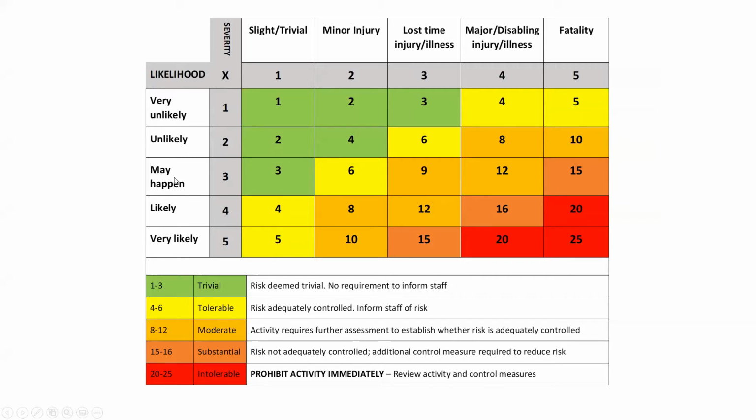Generally, I think where we've got the general public involved, it still may happen. So you're at a 15. And if you go to 15, you might say risk not adequately controlled, additional control measures required to reduce risk. So this matrix is really helpful to guide people what more they can do, because you really want to be in the sort of moderate or the tolerable. Ideally, you want to be in the green, and different things will go into the green. So that's the risk assessment matrix that we use.